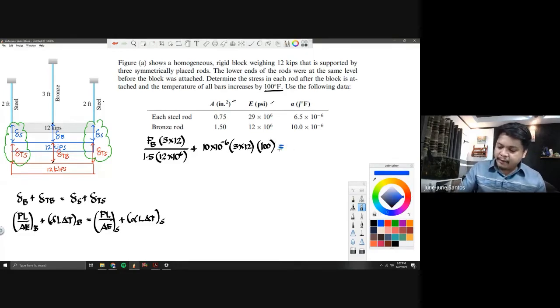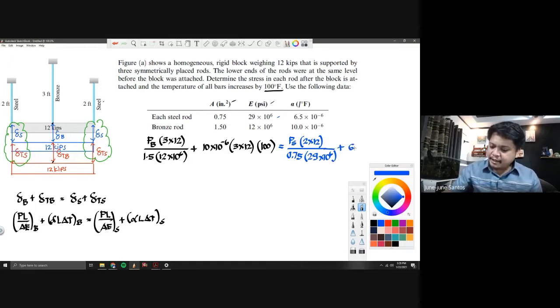And it should become equal to those of the steel, so we can have it as P sub S. This time that is just 2 multiplied by 12, all over 0.75 of E. So ang E natin is 29 times 10 to the 6, plus alpha, 6.5 times 10 to the negative 6. Ang L natin is 2 times 12. Ang delta T natin is 100. So this is the working equation.